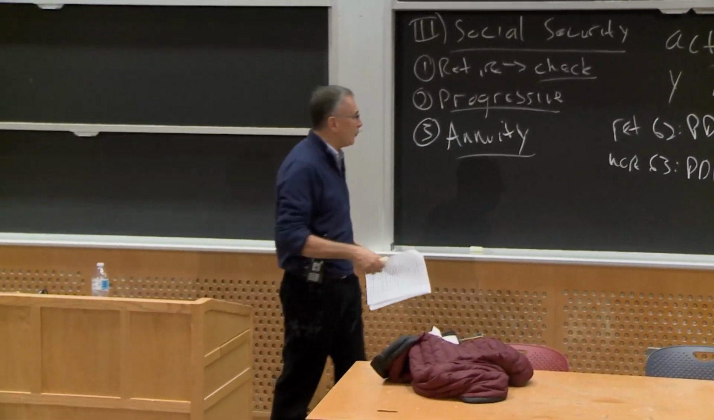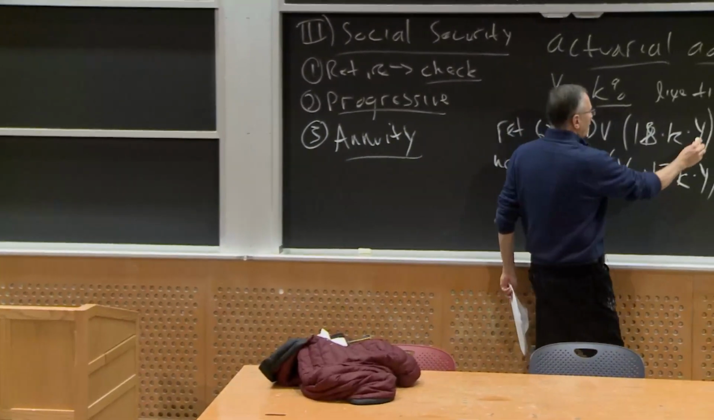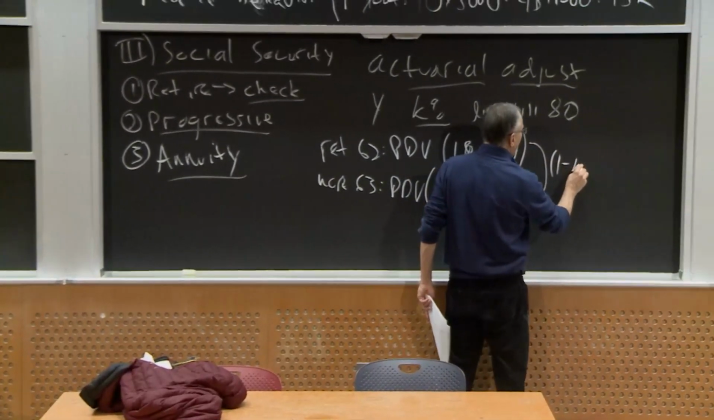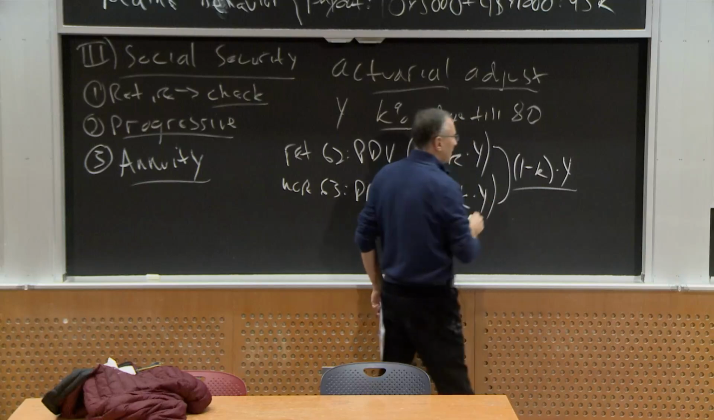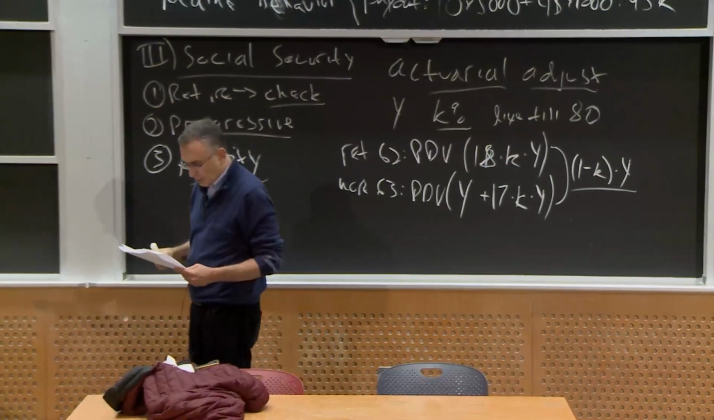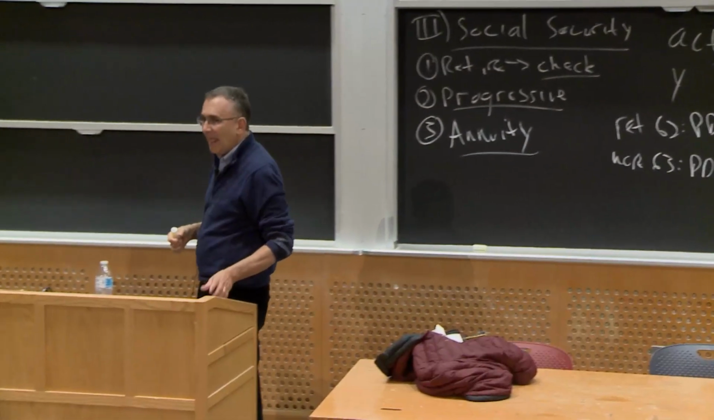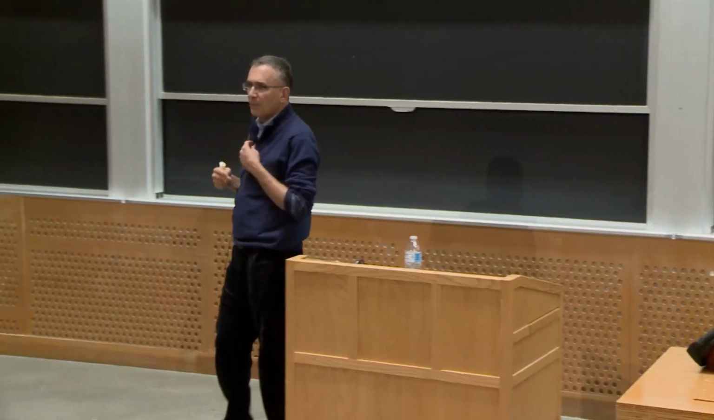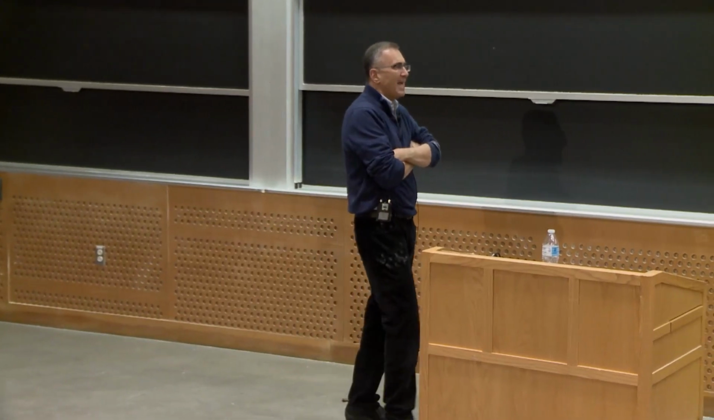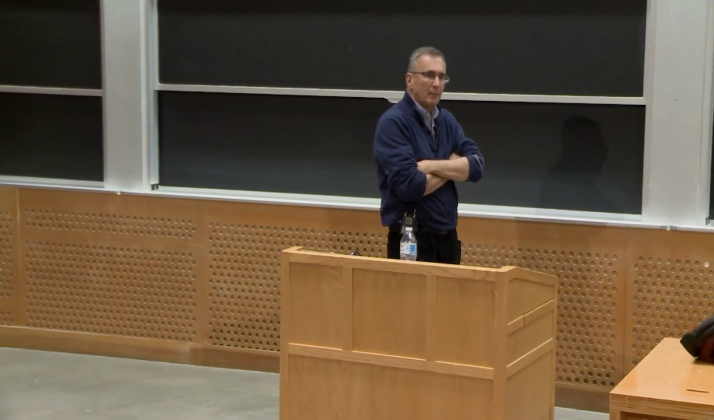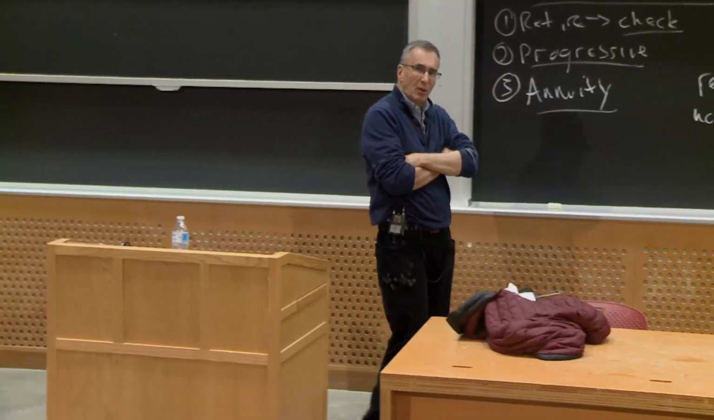So what's the difference between these two? The difference between these two is 1 minus K times Y. That's the difference between these two. If you work one more year, you get 1 minus K times Y more. This is the question about that.